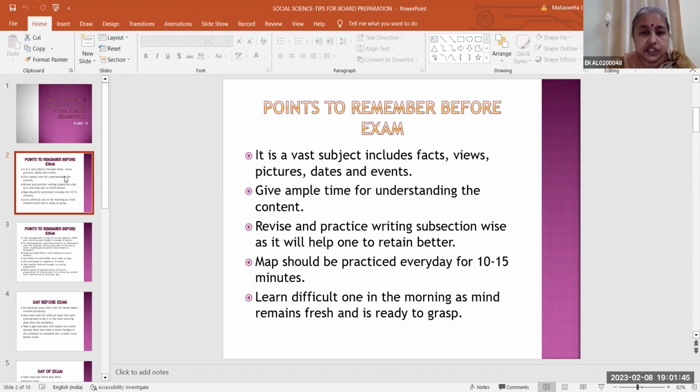You have to plan in such a way that every day you use 2 to 2.5 hours for learning social science. It's mentioned section wise. I hope you can see this PPT. Is the PPT visible, Ishan? Ishan, is the PPT visible?